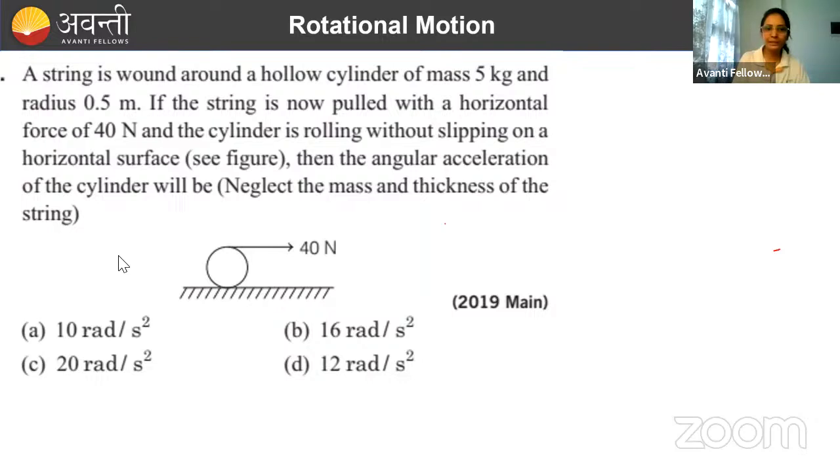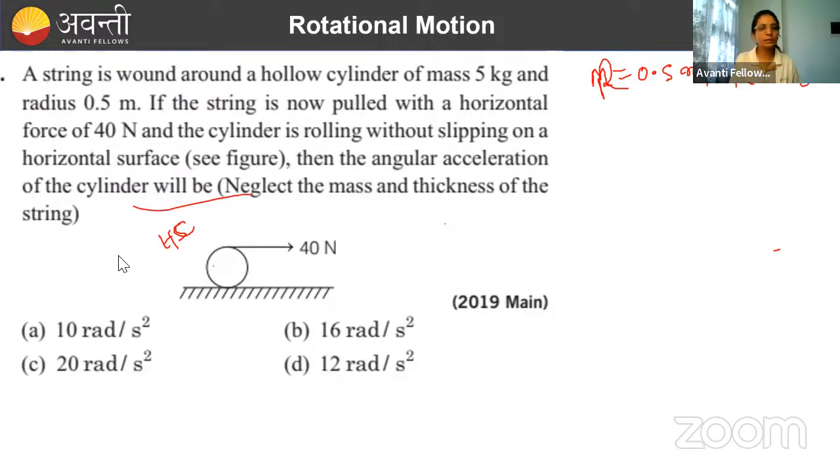So what the question is: a string is wound around a hollow cylinder. This is a hollow cylinder actually, of mass 5 kg and radius 0.5 meters. So mass is 5 kg and radius is 0.5 meter. Then what is happening? If the string is now pulled with a horizontal force of 40 Newton and the cylinder is rolling without slipping on a horizontal surface, then the angular acceleration of the cylinder will be. The question is very easy actually.